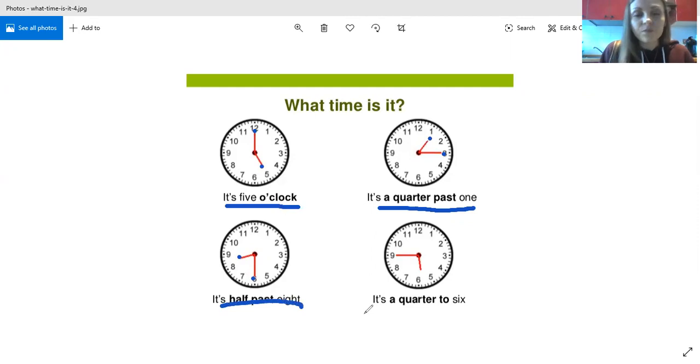Okay? On the last one, you see the short hand on 6 and the long hand on 9. So we say it is a quarter to 6 because the hour 5 is about to finish. So now it is 5 o'clock, but in 15 minutes it will be 6. So it is a quarter to 6. Okay, let's see another picture now.